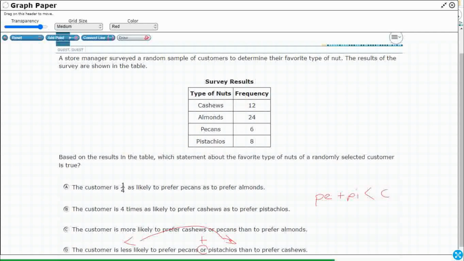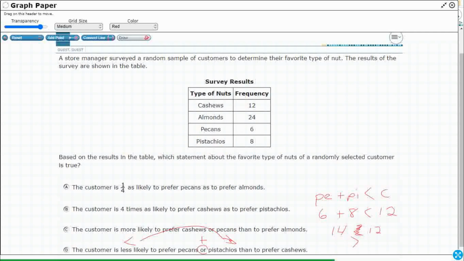And so I see. All right, so my pecans are 6. My pistachios are 8. No. I mean, close, right? 6 plus 8 makes 14. But it definitely is not less than 12.